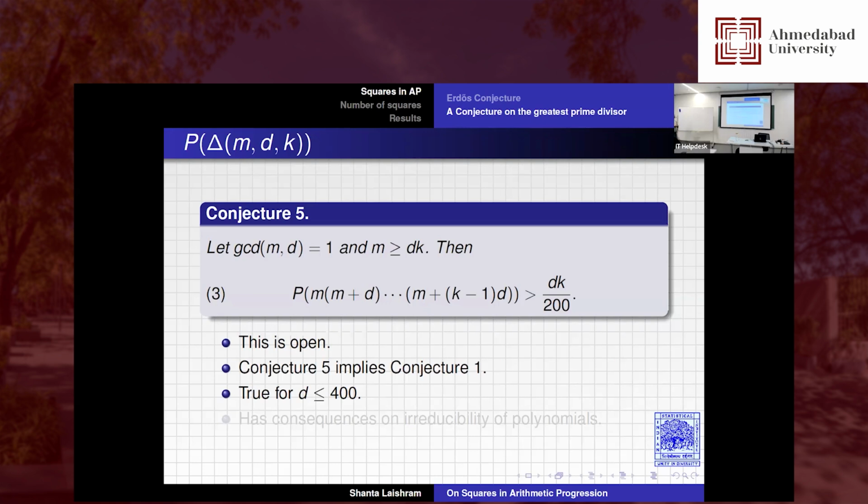This is open and it implies conjecture one. So basically, this conjecture implies that this has only finitely many solutions. Conjecture one means it has no solutions. And definitely this result is true for d less than 400. One can show that this follows from earlier results. And it has some consequences on other results.